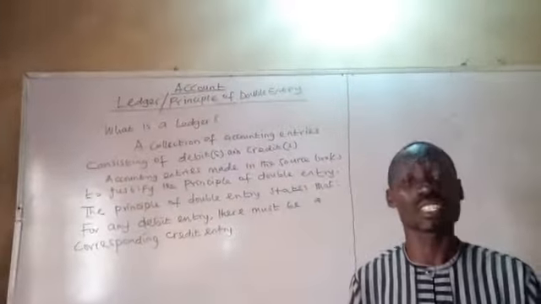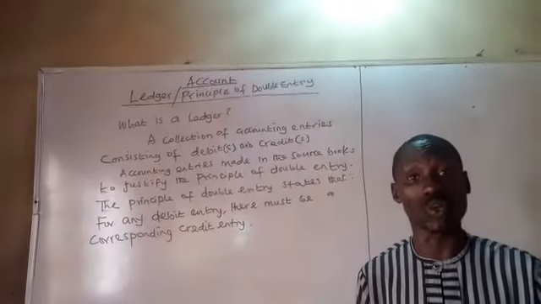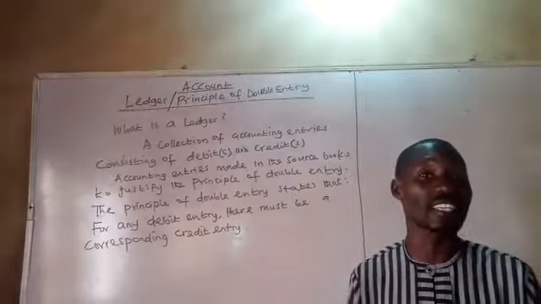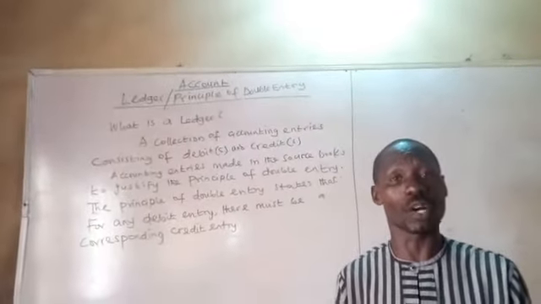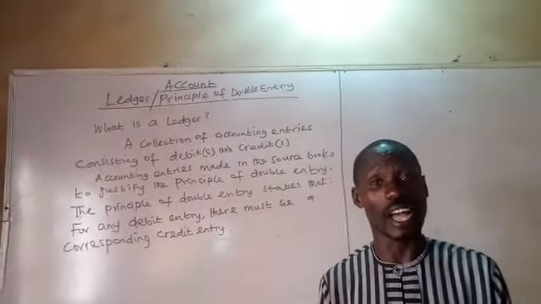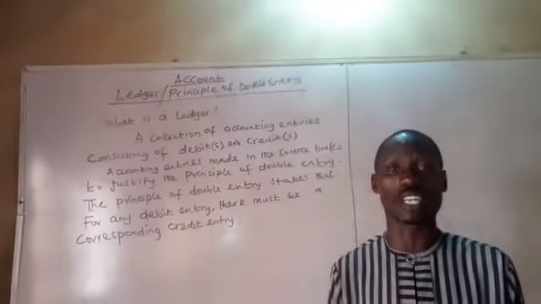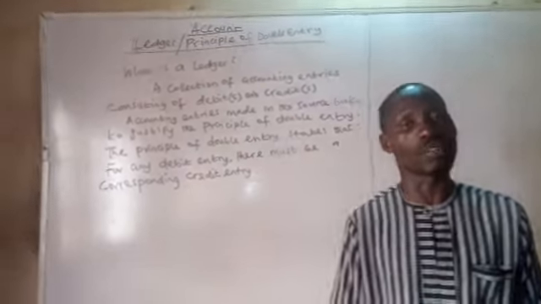The principle of double entry system states that for any debit entry, there must be a corresponding credit entry. That is, any transaction in accounting brings about what? Two effects or two phases. One as a receiving value, which will be debited, and the other one as a giving value, which will be credited.